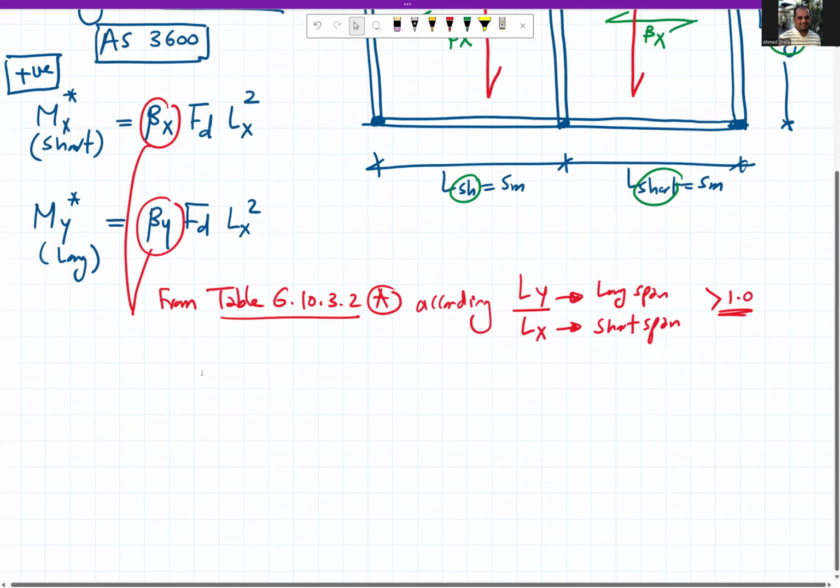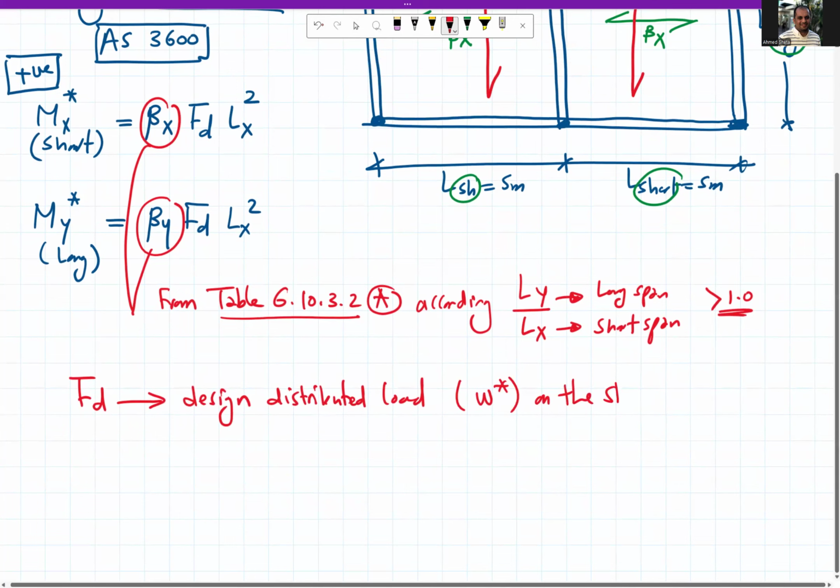So now before we go, we have another parameter we need to know, which is FD. FD is the design distributed load, or W asterisk on the slab. Lx is the short span.